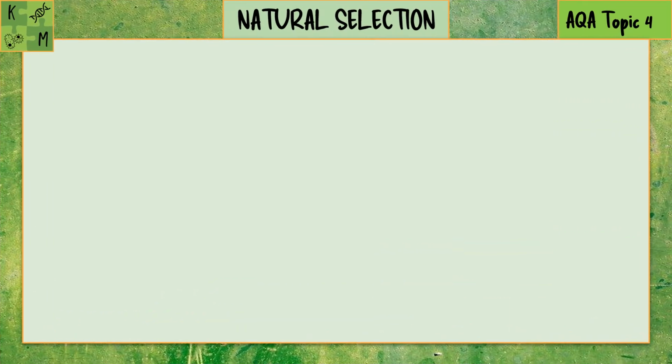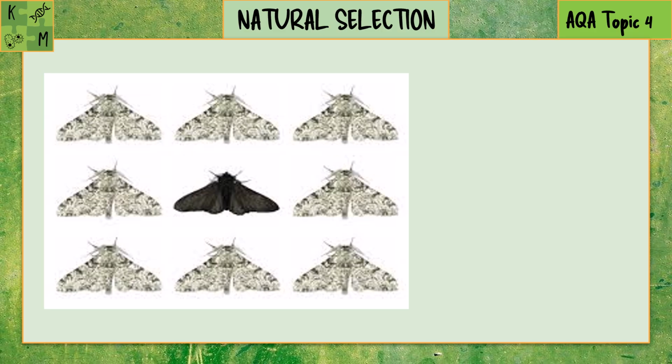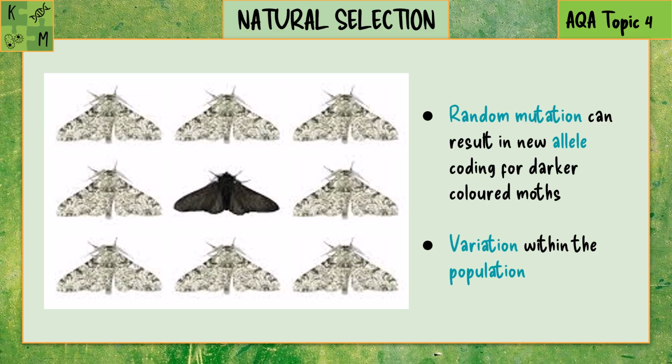Many exam questions will expect you to explain natural selection within a given context, so let's look at the real-life example of the peppered moth. These moths can exist in two forms, light and dark. This variation is caused by different alleles, which is the result of random mutations.